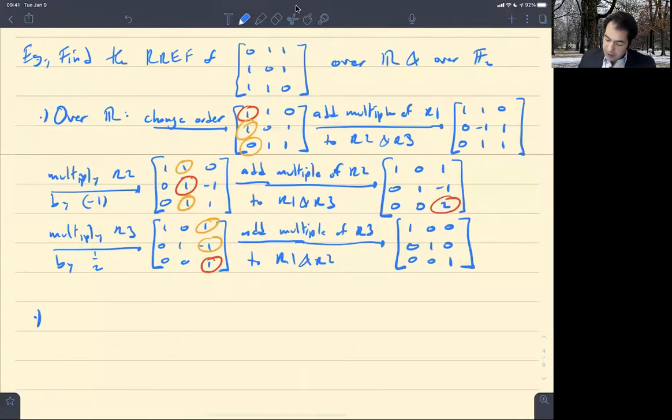Now let's do the same thing, but let's use the operations in F2. Okay, so we start the same way. So it's the same strategy. We're going to go one row at a time, and what we want is for each row to have its first non-zero entry be a 1. We want those 1s to move to the right as we go down, and we want the rest of the column of each of those 1s to be 0s. Okay, so we'll start the same way by changing the order.